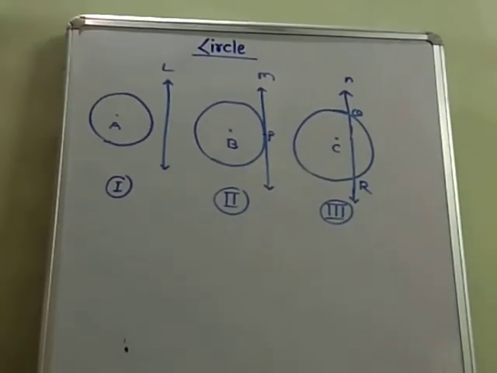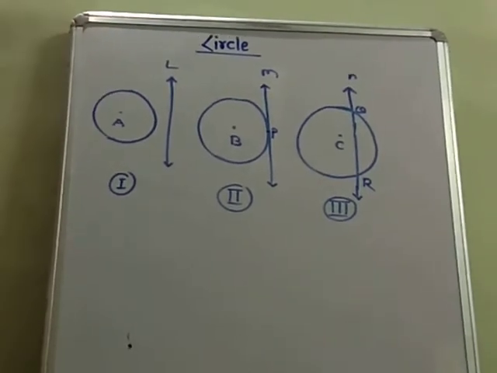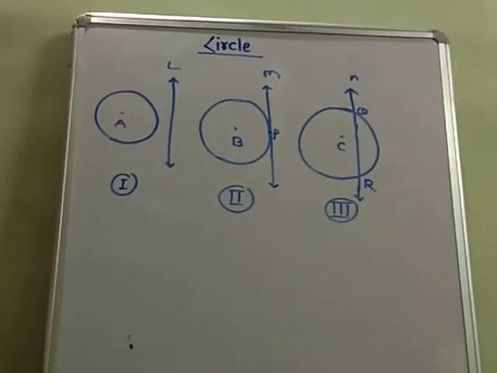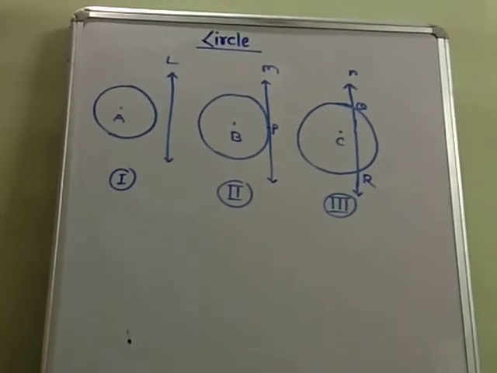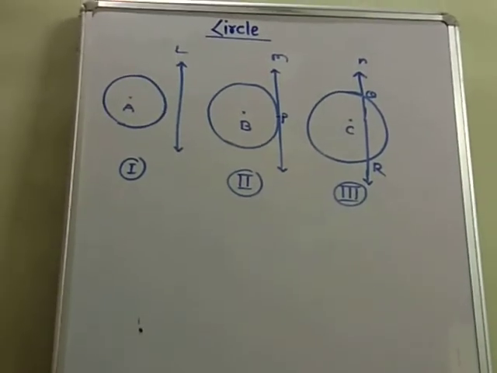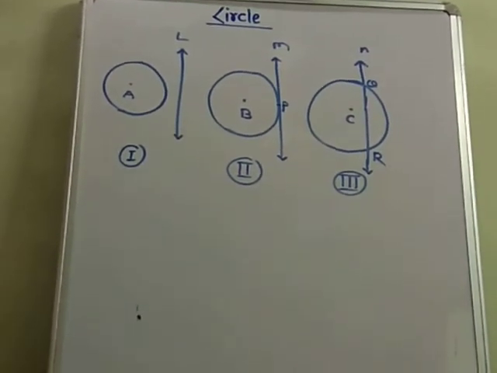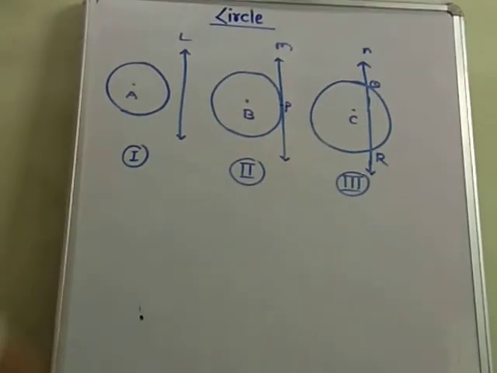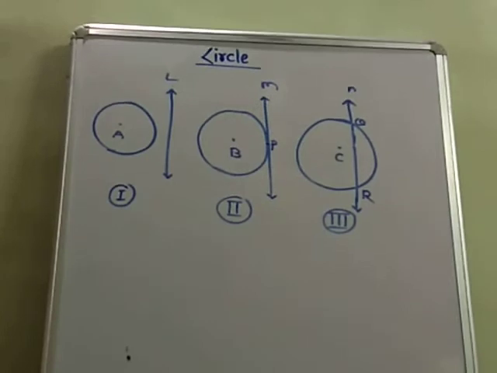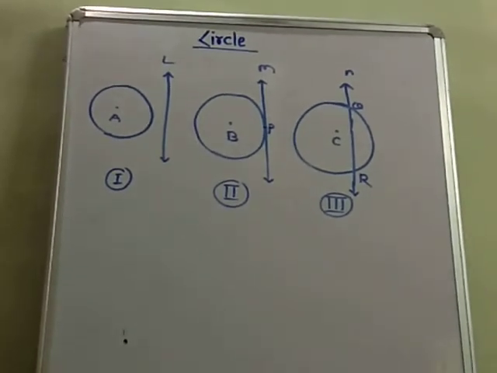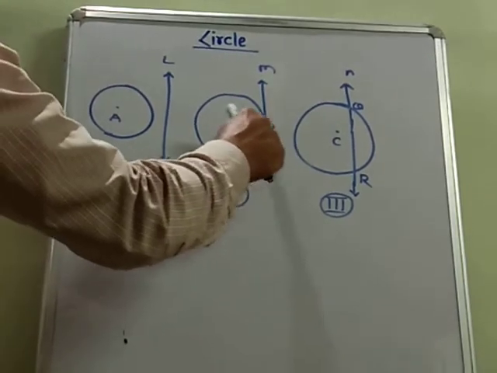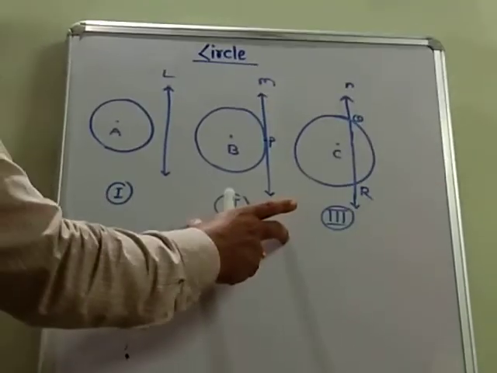Listen very carefully. When a circle and a line have only one point in common, the line is called a tangent. Line M is a tangent of the circle, and point P is called the point of contact. Line M is a tangent and point P is the point of contact in the second figure.